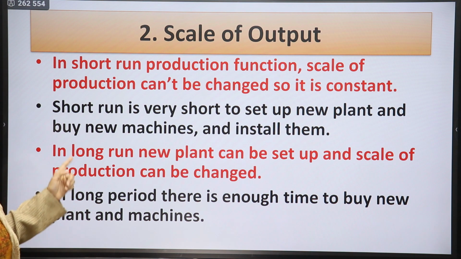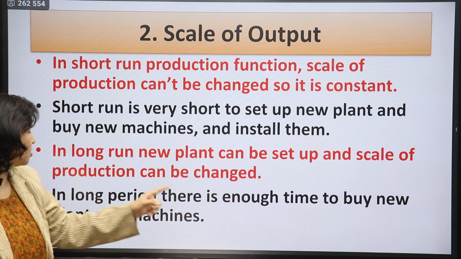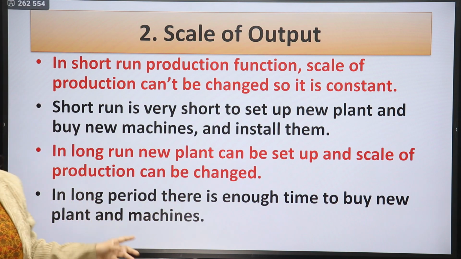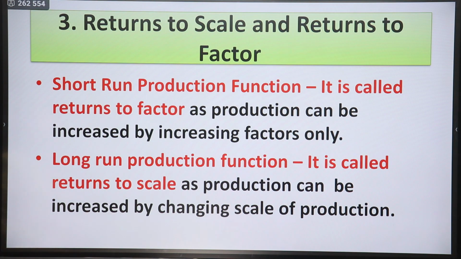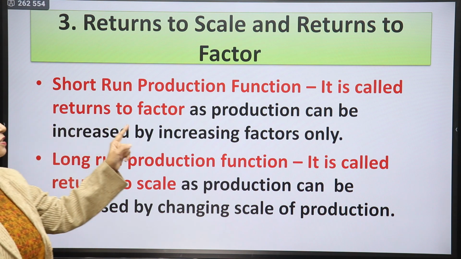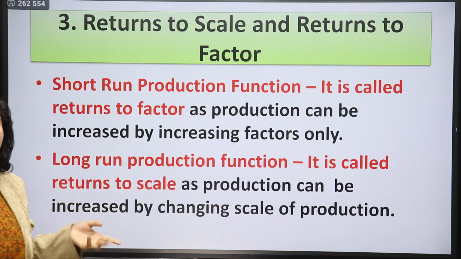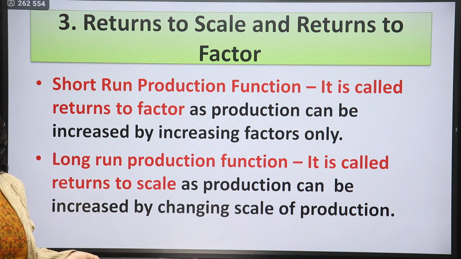But in the long run, a new plant can be set up and scale of production can be changed. In the long run period, there is enough time to buy a new plant and machines. So long run is an enough time period. Then returns to scale and returns to factor. Short run production function is called returns to factor. Why? Because in the short run only the factor can be changed to increase our production. That side is known as returns to factor.